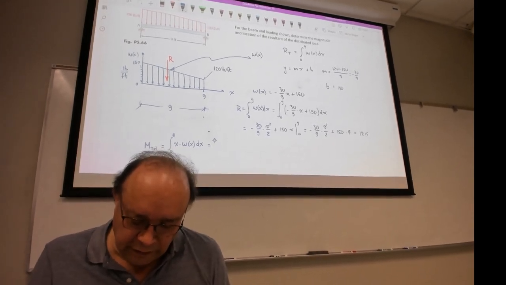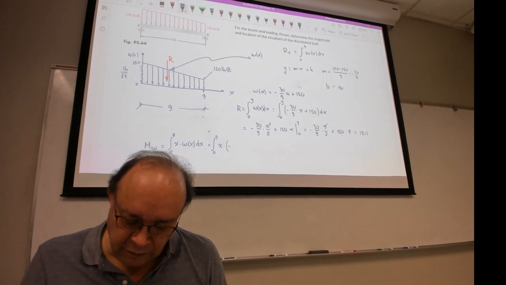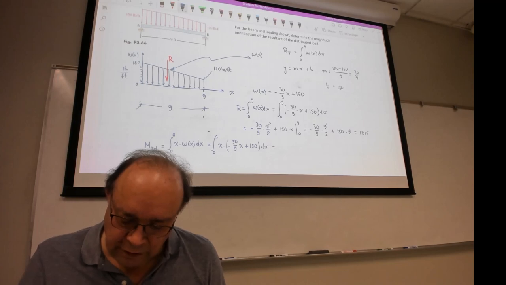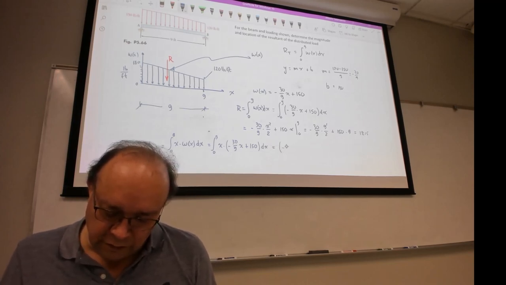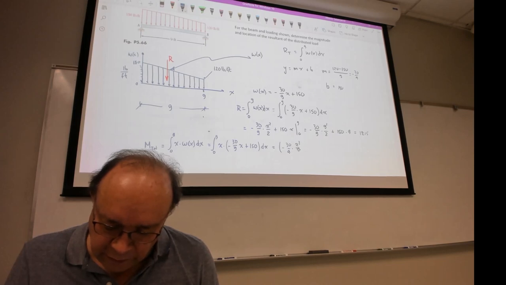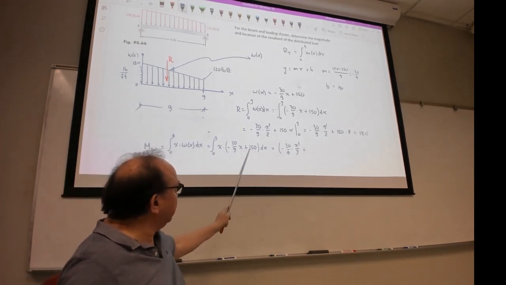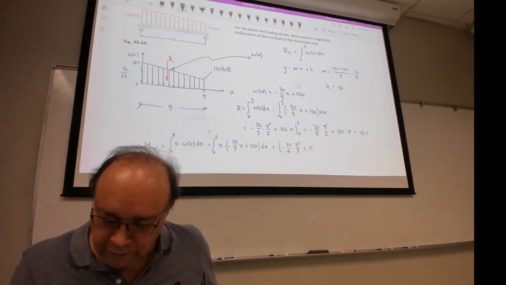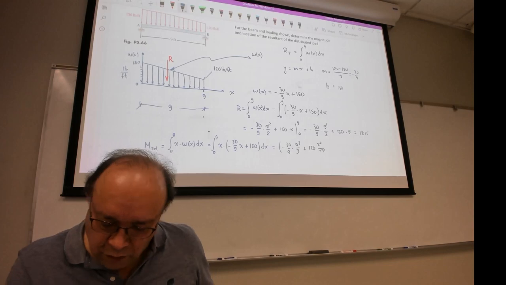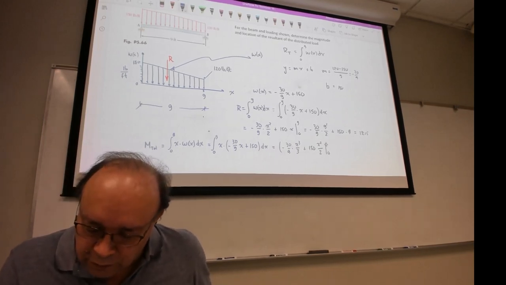So that will be the integral from 0 to 9 of x times w of x, which is again minus 30 over 9 x plus 150 dx. So that will be equal to minus 30 over 9, so this is x squared, and when I do the integral, it will be x cubed over 3, plus 150x, whose integral will be 150 x squared over 2, right? From 0 to 9.